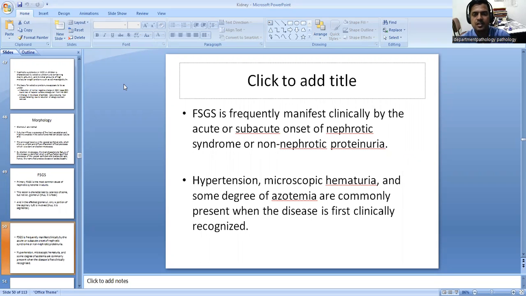FSGS frequently manifests clinically by the acute or subacute onset of nephrotic syndrome or non-nephrotic proteinuria. Hypertension, microscopic hematuria, and some degree of azotemia, which we have discussed previously in earlier slides, are commonly present when the disease is first clinically recognized.